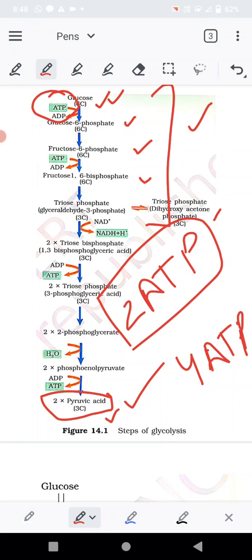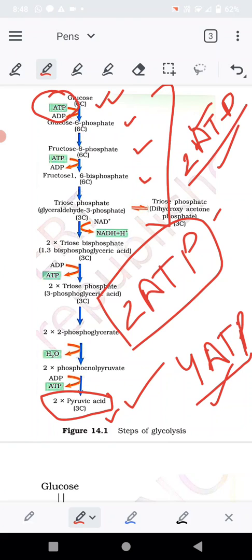In the formation of the 2 pyruvic acids, a total of 4 ATP molecules are formed, and in the upper stages of the cycle 2 ATP molecules are used. So if I subtract the two, I get a net gain of 2 ATP molecules directly. So in glycolysis we have a net gain of 2 ATP molecules, and we are also getting 2 NADH molecules.